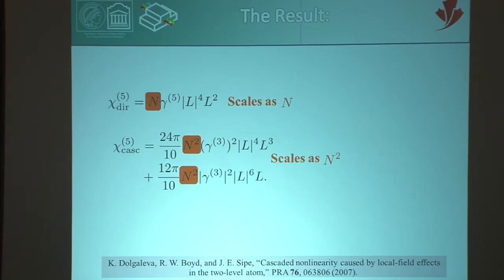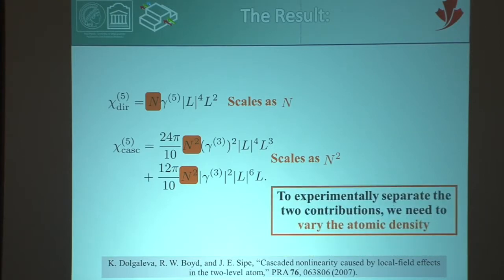Obviously, we need to change the concentration of something and measure the different orders of nonlinear susceptibility in the samples, in order to see some trend. And that's what I've done. To experimentally separate the contributions, we need to vary the atomic density.